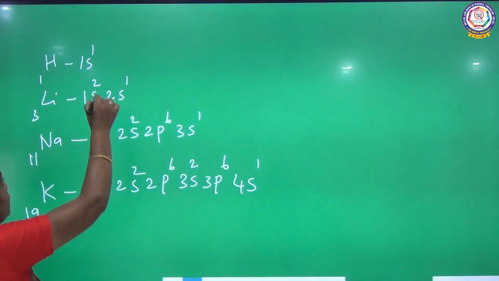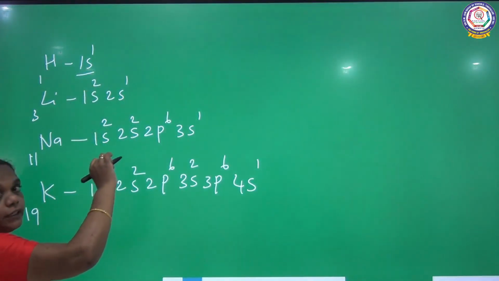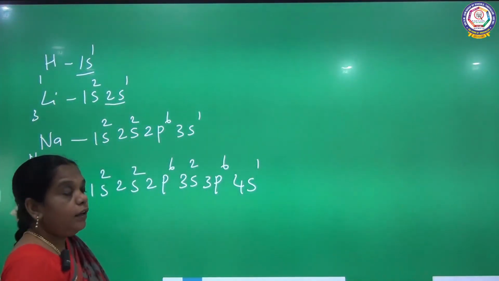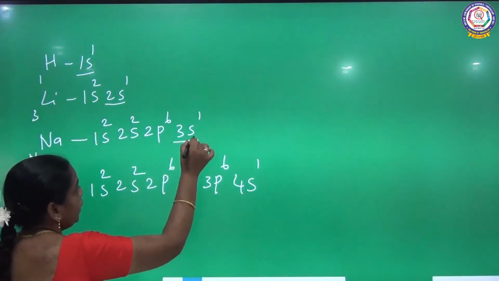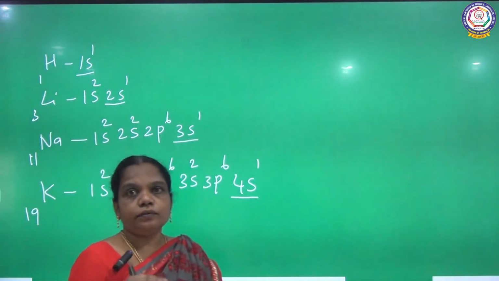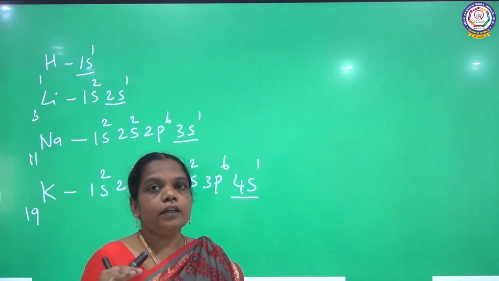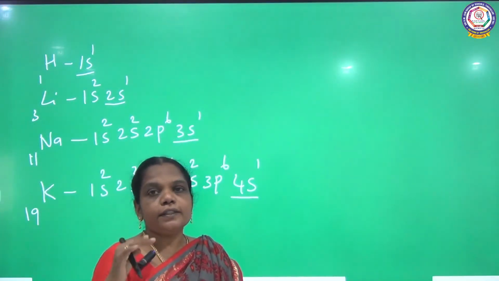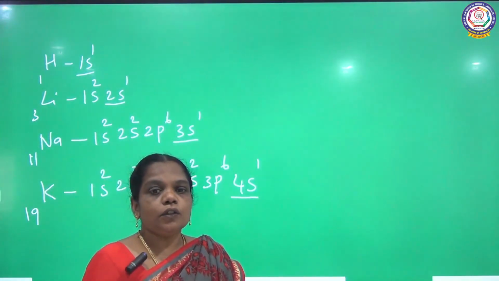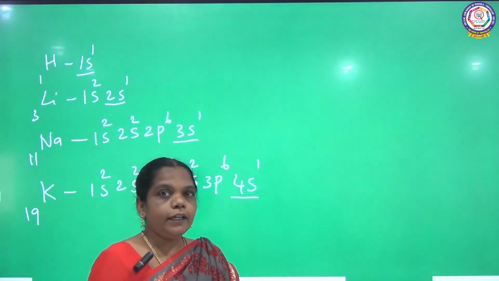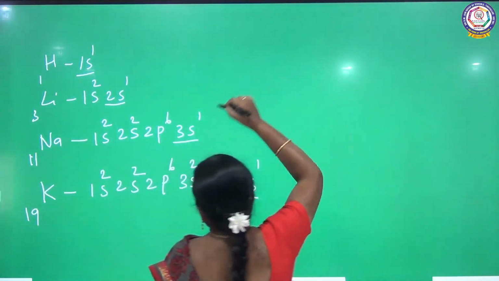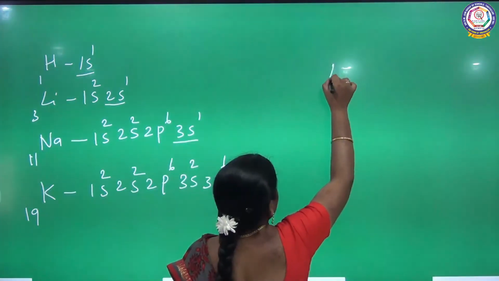Now you see that the valence shell of the first element is the first energy level, the second element the second energy level, the third element the third energy level, and the fourth the fourth. What is increasing? The energy shell is increasing. So the distance between the center of the nucleus and the outermost electron is increasing, so the size of an atom increases.